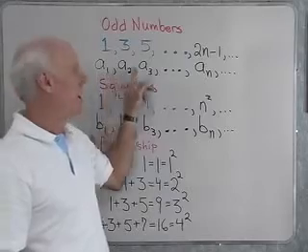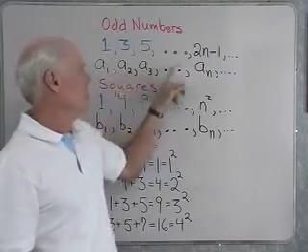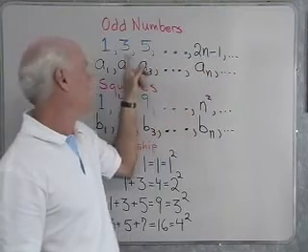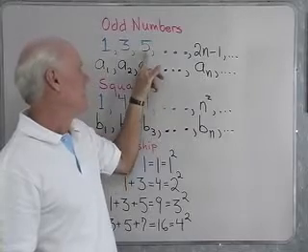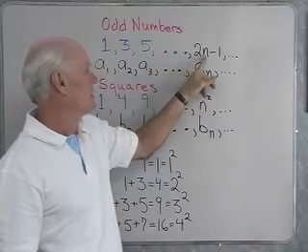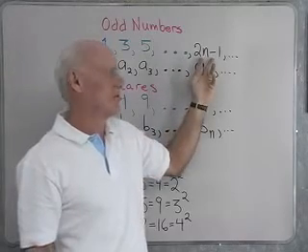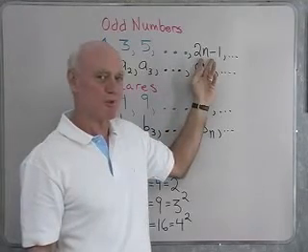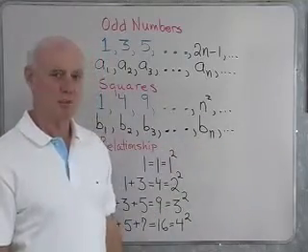Well, when n is 1, 2 times 1 is 2, minus 1 is 1. When n is 2, 2 times 2 is 4, minus 1 is 3. When n is equal to 3, 3 times 2 is 6, minus 1 is 5. So you see that this expression for the nth term in the sequence of odd numbers works pretty well. So here I'm generalizing my work with sequences a little bit more.